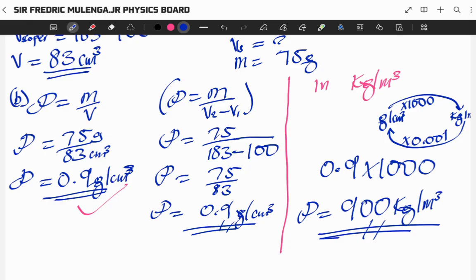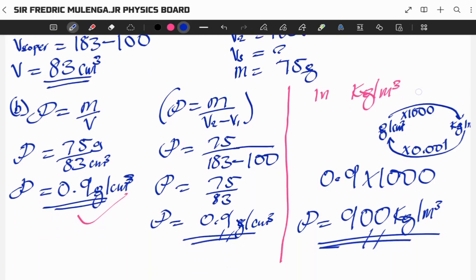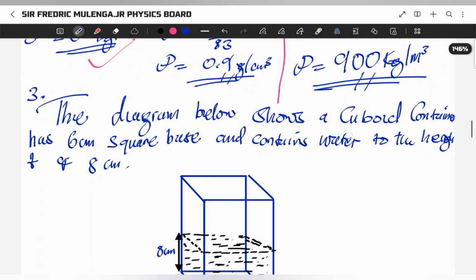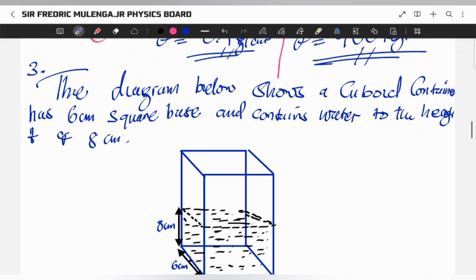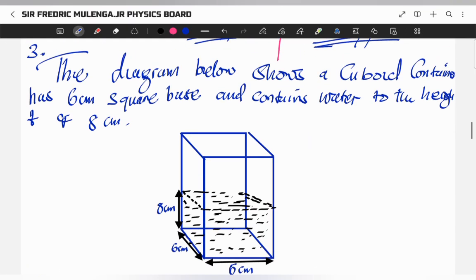All right, so now we've looked at density of irregular objects. So let's go ahead and solve the third question. We want to try it out together. If you want to try, you can pause the video and solve that. So the question reads, the diagram below shows a cuboid. We know that a cuboid is anything that has got a shape like that of a rectangle.